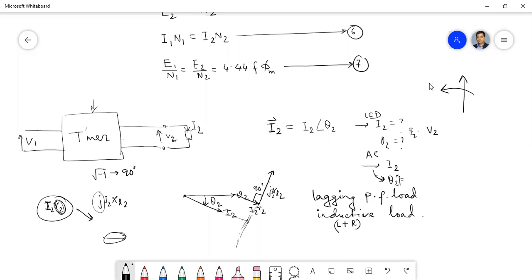This expression, this V2 plus I2R2 plus, you can just see the equation once more.